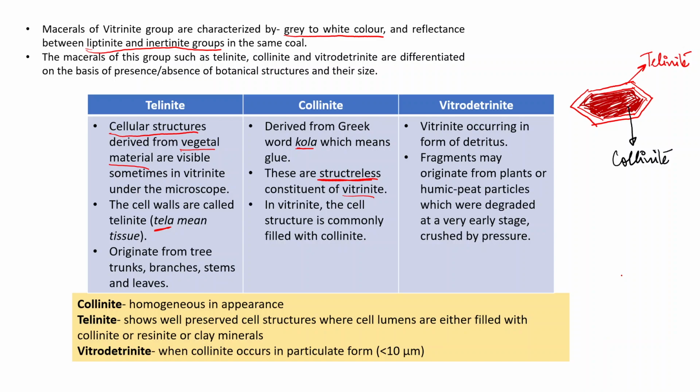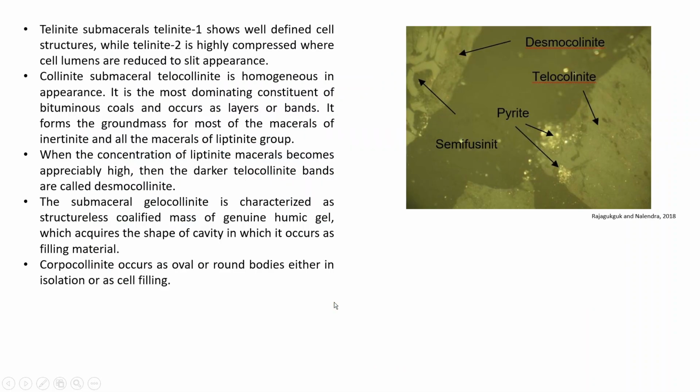So just in one line, colinite, since it is a gelatinous or glue-like substance, is homogeneous in appearance and does not have a particular structure. Telinite shows well-preserved cell structures where cell lumens are either filled with colinite or resinite or clay material, and when the colinite or telinite occur in particulate form, meaning less than 10 micron size, they are vitrodetrinite.